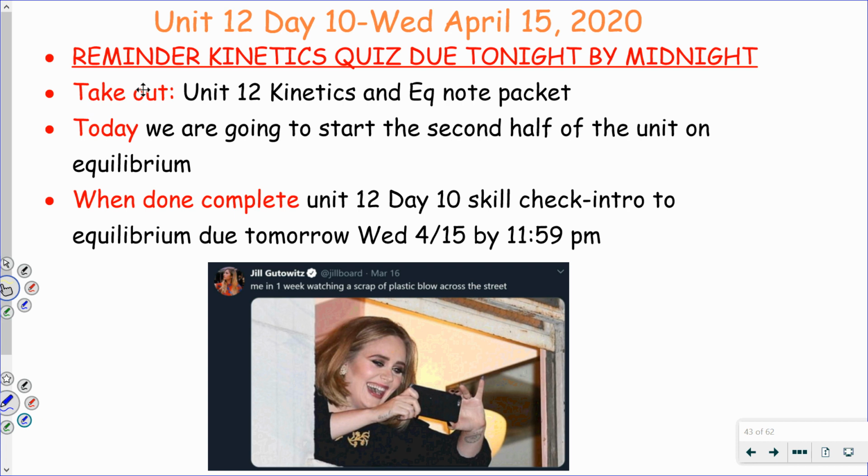Today we're going to start the second half of the unit, which is on equilibrium. So you're going to need your Unit 12 note packet out once again, to page 10 this time. So this is part 2 of our unit. When you are done, you're going to complete the Unit 12, Day 10 skill check, which is Intro to Equilibrium, which will be due tomorrow, Wednesday, by 11:59 p.m.